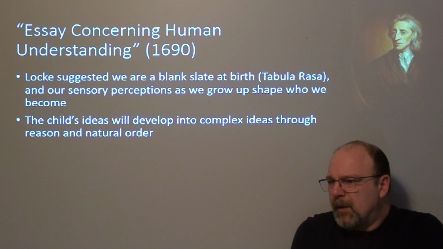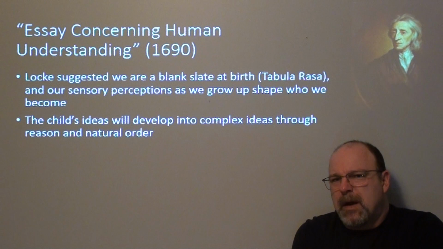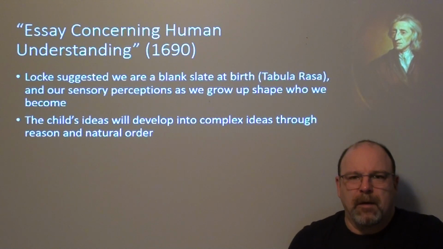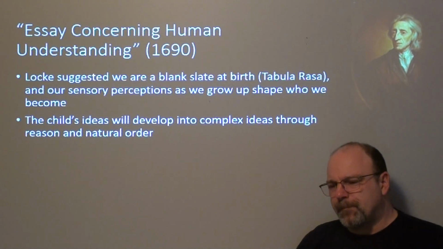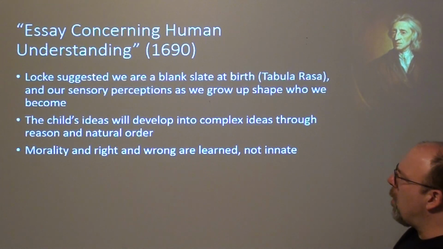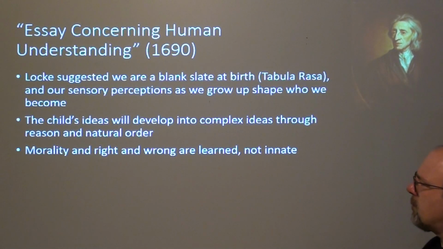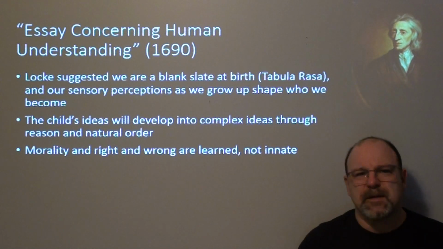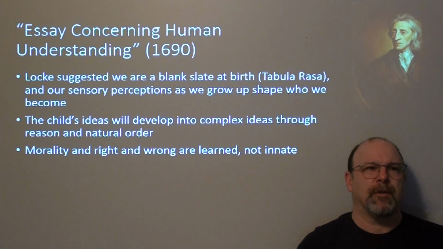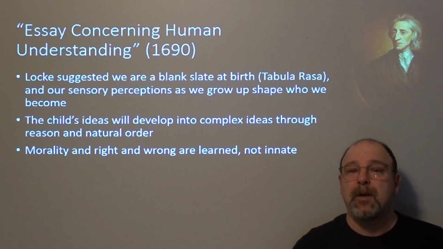And I think it is very relevant to understanding that you can't have good government unless it's run by good citizens, right? Tyrannical government is often run by tyrannical individuals. So I think it's an important point, for sure. Morality and right and wrong are learned, not innate. Okay, so in other words, society, in Locke's view, has a moral responsibility to raise children and citizens that are going to be good citizens, right?